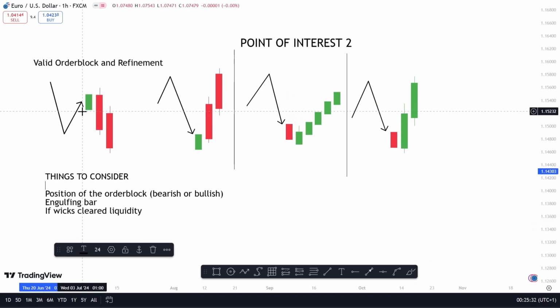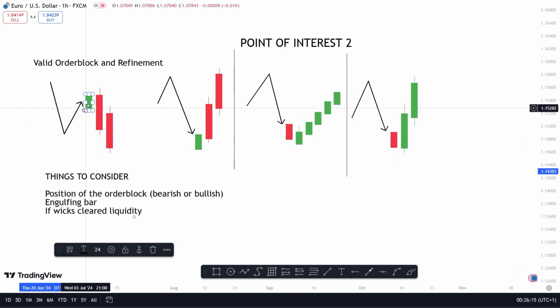Now, this order block here is a valid order block. And why is that so? This order block is in a bearish trend, so it is going to be our source candle for a bearish move. So it's a bearish order block. Understand? So the position of the order block here is a bearish order block.